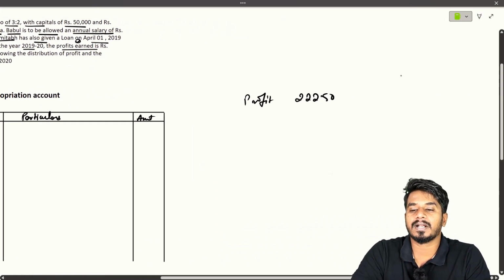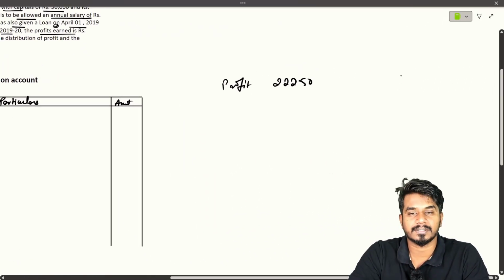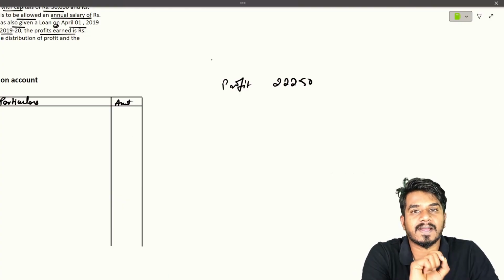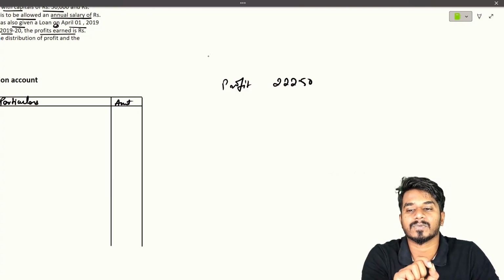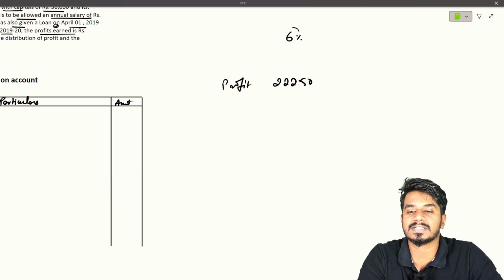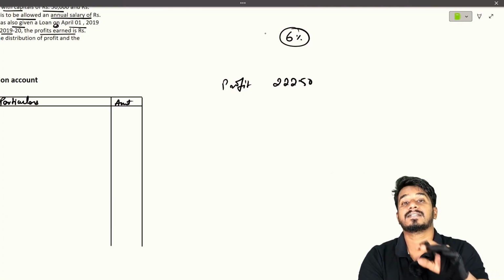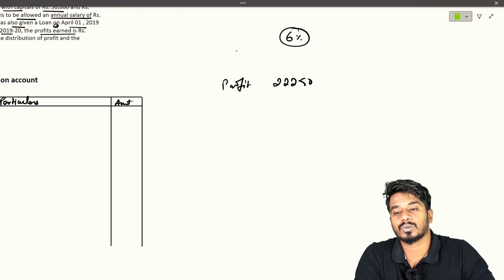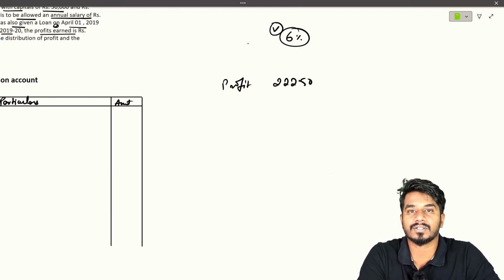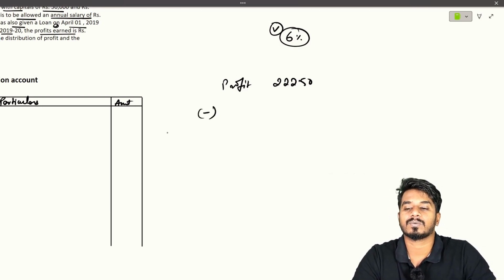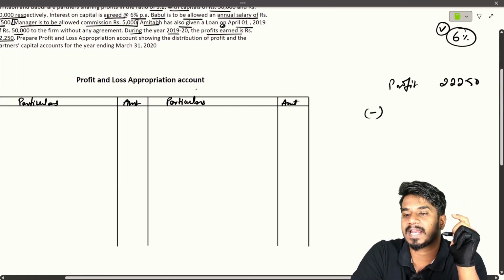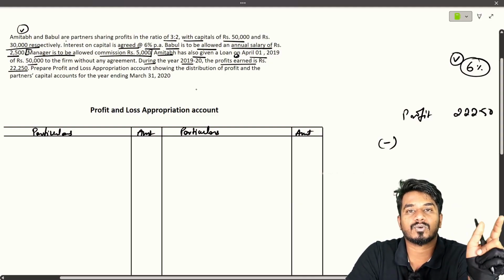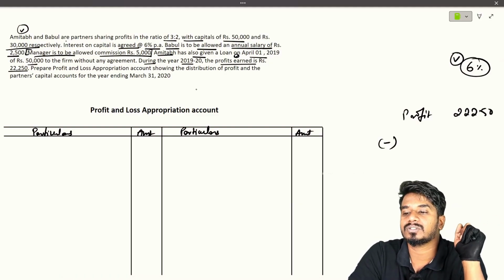Interest rate not mentioned in the question. Whenever the question doesn't specify any interest on loan, you need to consider 6% as the standard interest rate. This is given by the Partnership Act 1932. So this is the standard interest rate you need to consider. So we need to remove two things. One is manager's commission, and again Amitabh's loan interest amount from the profit amount. So let us remove it.